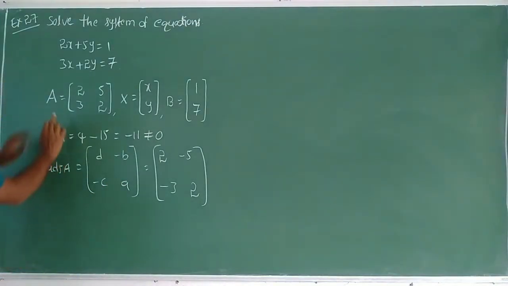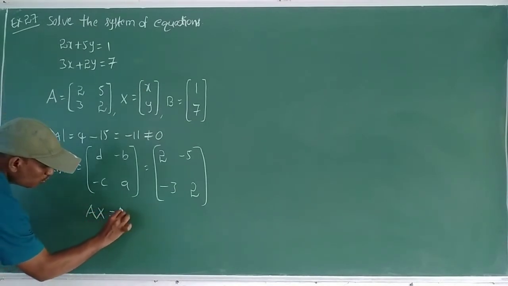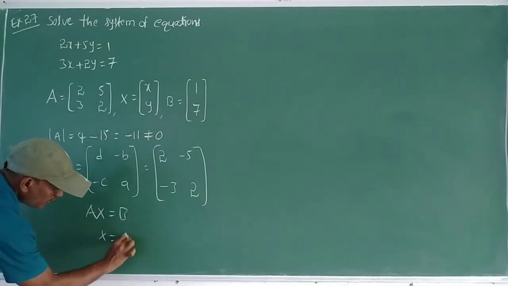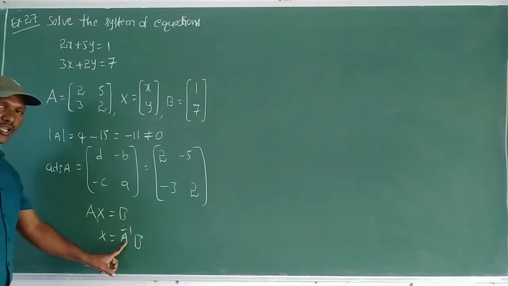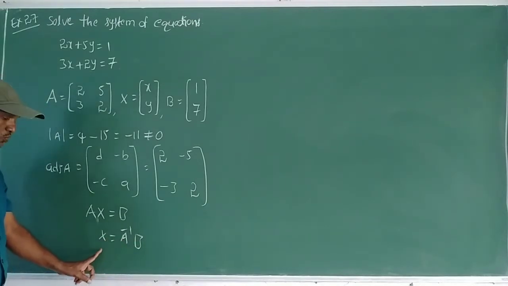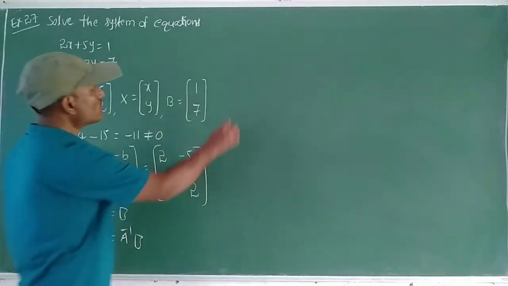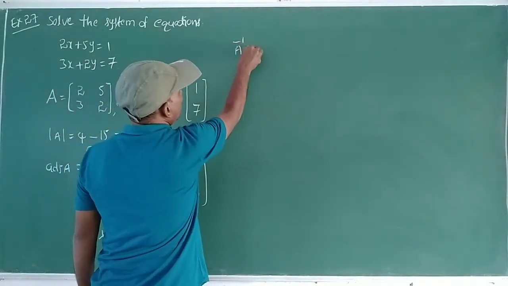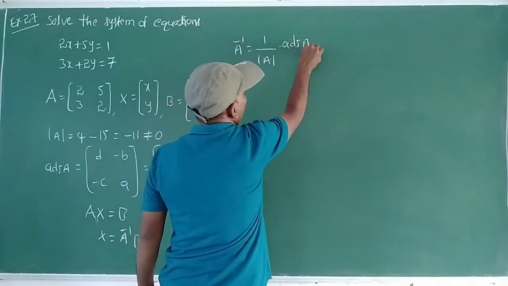Okay. But here, capital AX equal to B. X equal to A inverse B. This is the formula: capital X equal to A inverse B. X means small x, small y. First, A inverse. A inverse equal to 1 by det A into adjoint A.